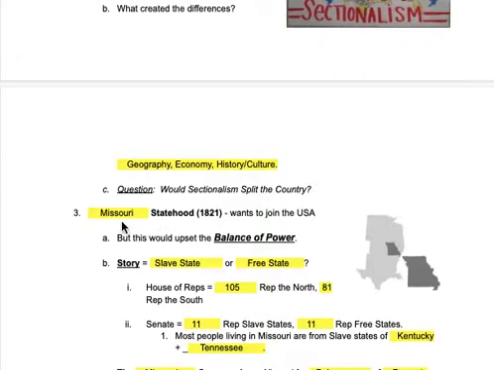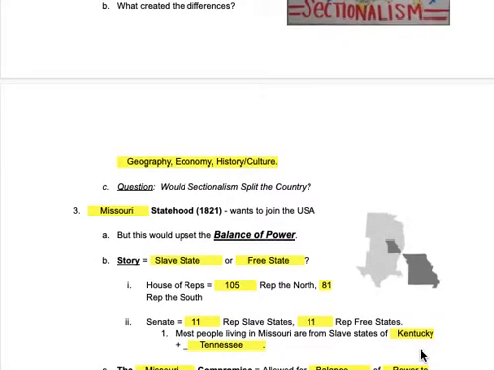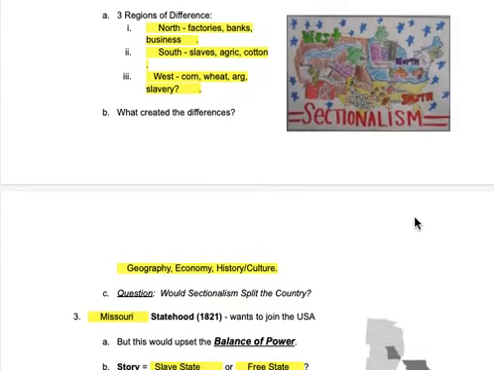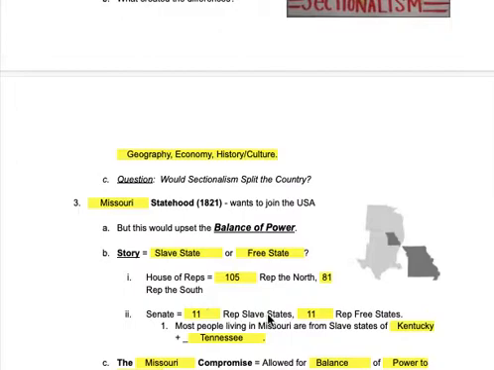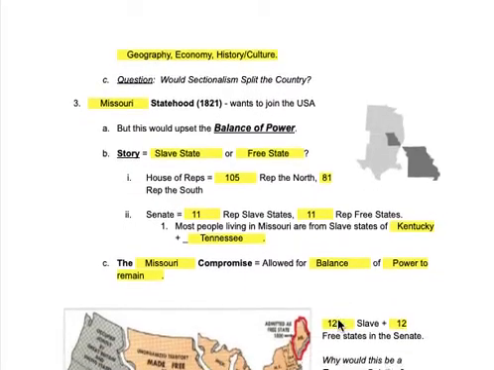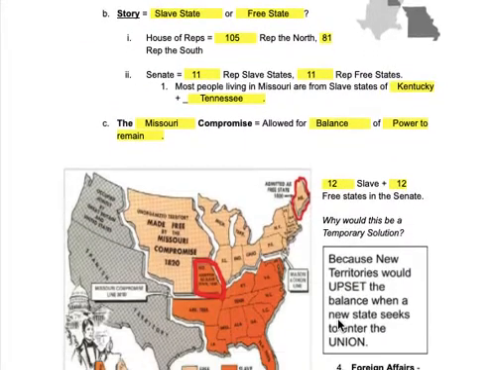The question is, if Missouri enters, is it going to be a free state? Or is it going to be a slave state? We don't know. Most people living in Missouri actually come from Kentucky and Tennessee. Those are generally known as slave states at this time in U.S. history. So Missouri is thinking, let's be a slave state. The North would not be very happy about this, right? Because they would be outbalanced 12 to 11. Unfair. So a compromise has to take place.